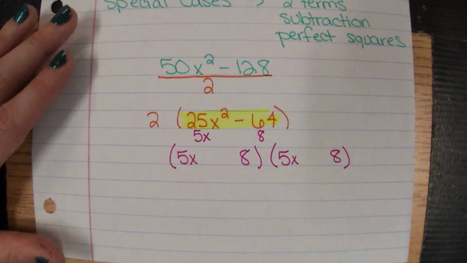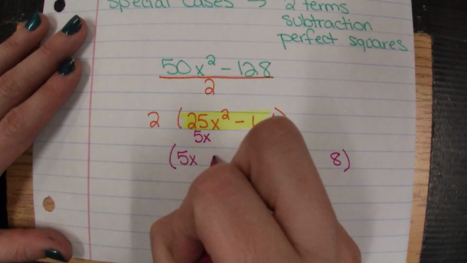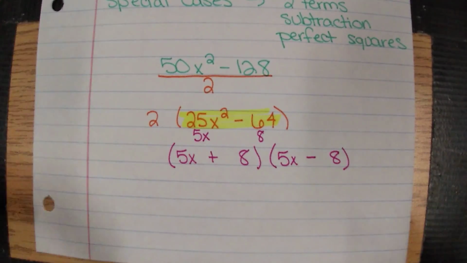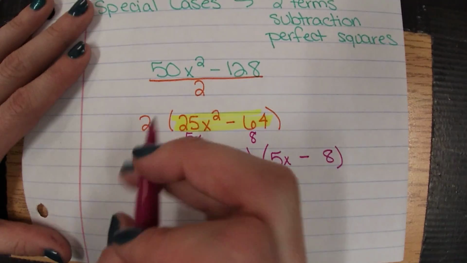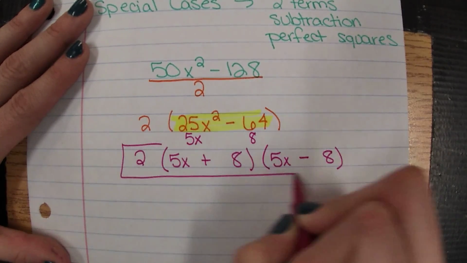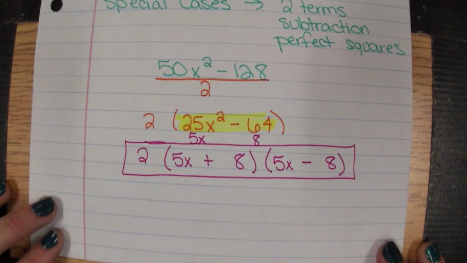What were our signs that we would use? We need one addition and we need one subtraction. Now for this final answer, we can't forget that the 2 is also part of it. It comes down in front. And so here's our completed factored form.